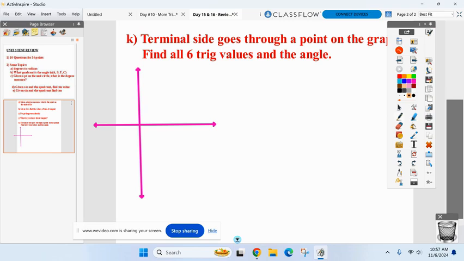Go ahead, Nick. Give me a point. Any point in any quadrant. I don't care. -6, 4. Okay, the terminal side goes through -6, 4. What quadrant am I in? Second quadrant, right? So I have the terminal side here. And when I say find all 6, I want to know what sine, cosine, tangent, my new 3 are. But I can't do that unless I build a what there? Right triangle. Unless I build a right triangle there.